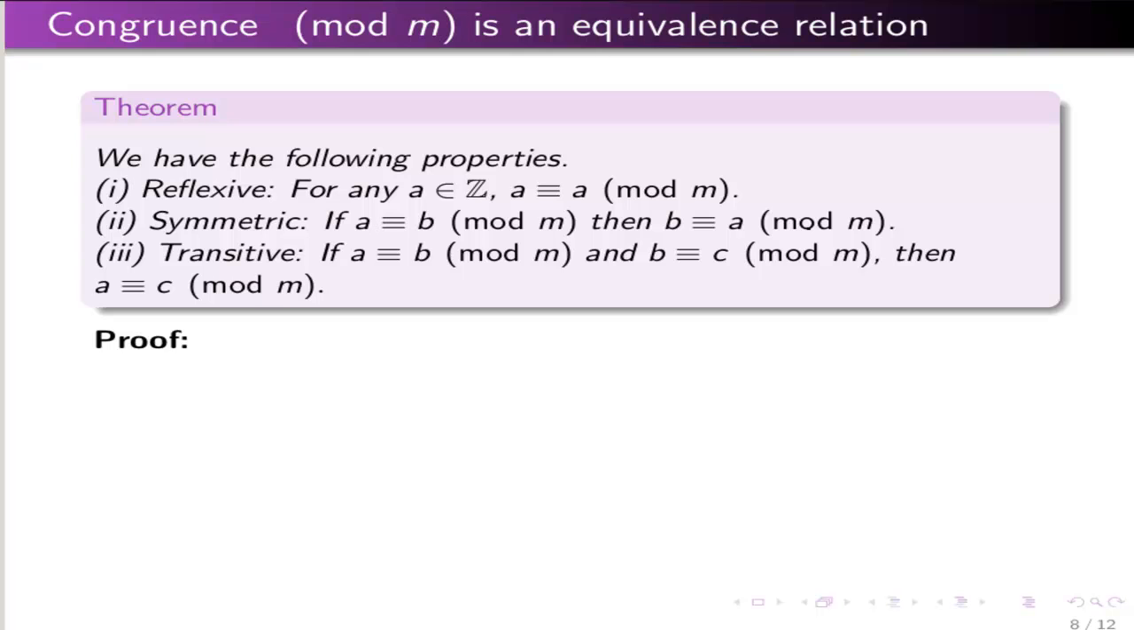And all of these are very elementary, so let me just be very terse in the proof, and you can write down the details. So in part 1, what's going on? To show a is congruent to a, I want to show that m is the divisor of the difference. Well, the difference is 0.